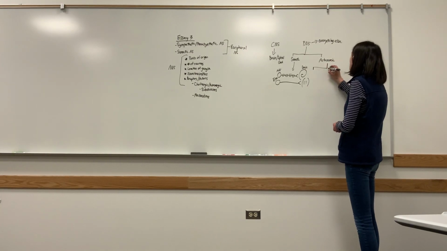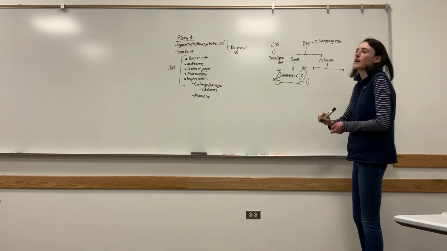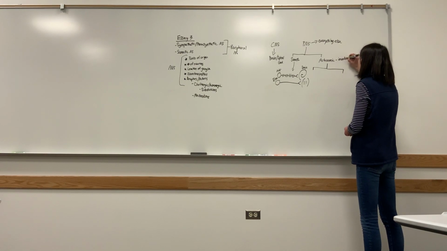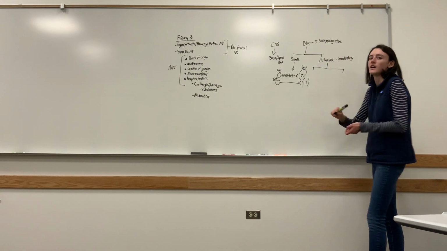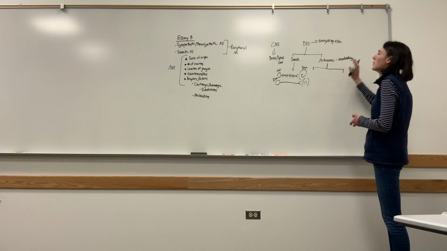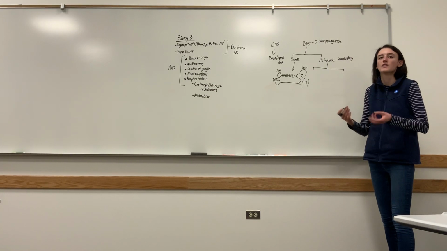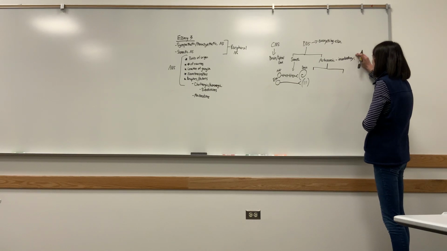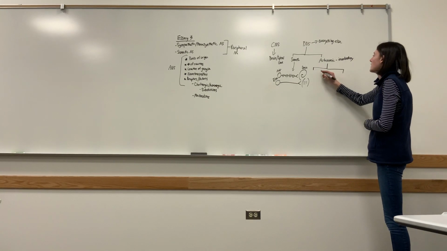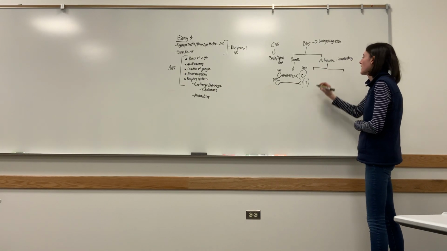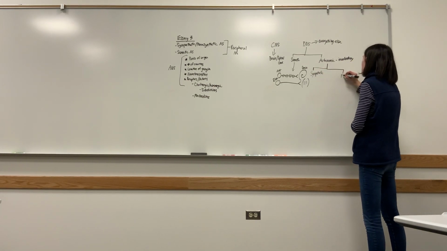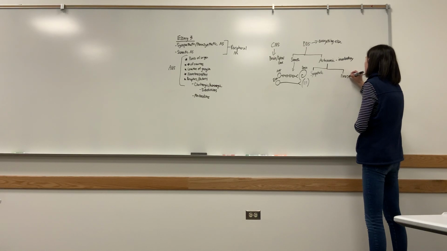The autonomic nervous system is going to be responsible for involuntary movements, such as contractions of the stomach, or the intestines, or the digestive system. And that is going to be further subdivided into our sympathetic and our parasympathetic nervous system.